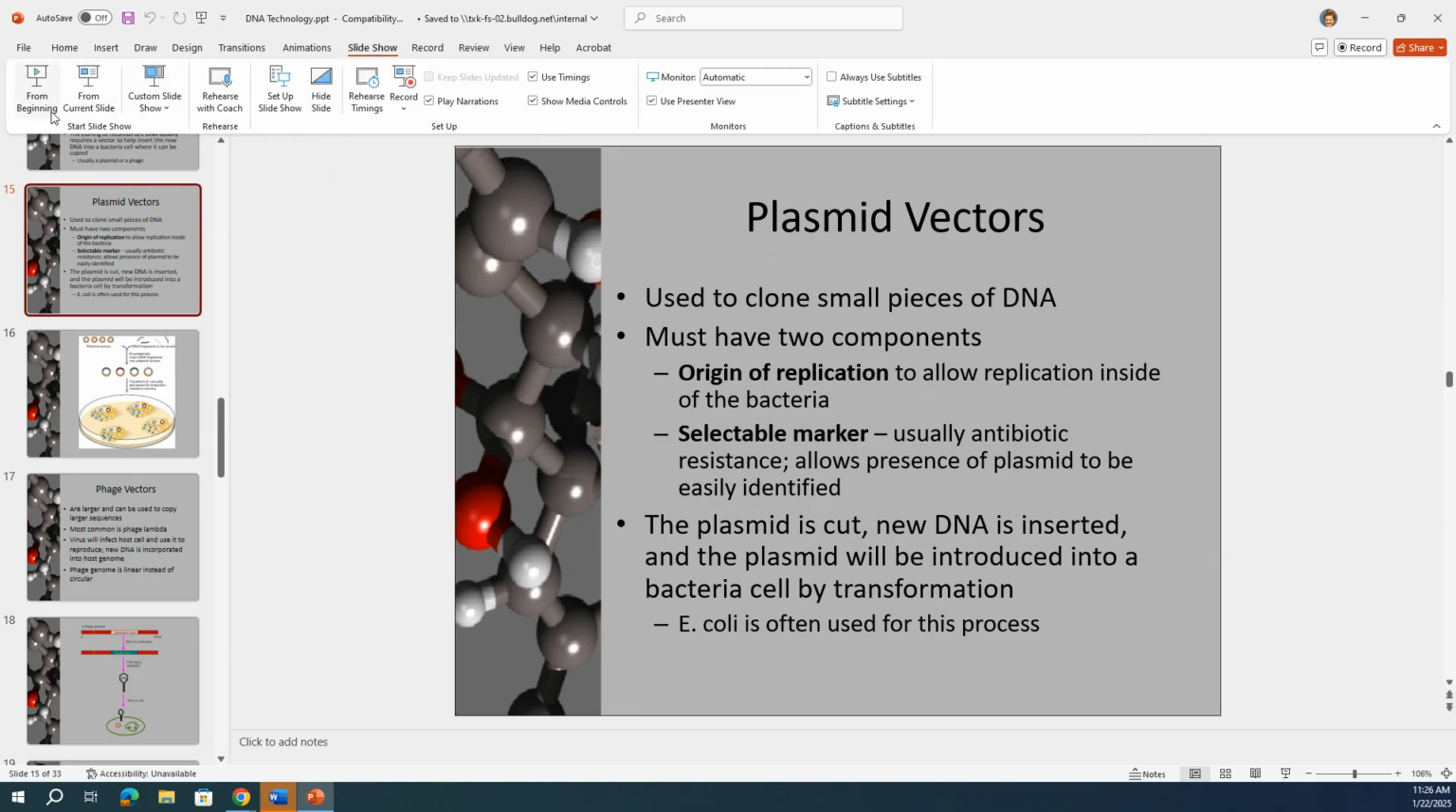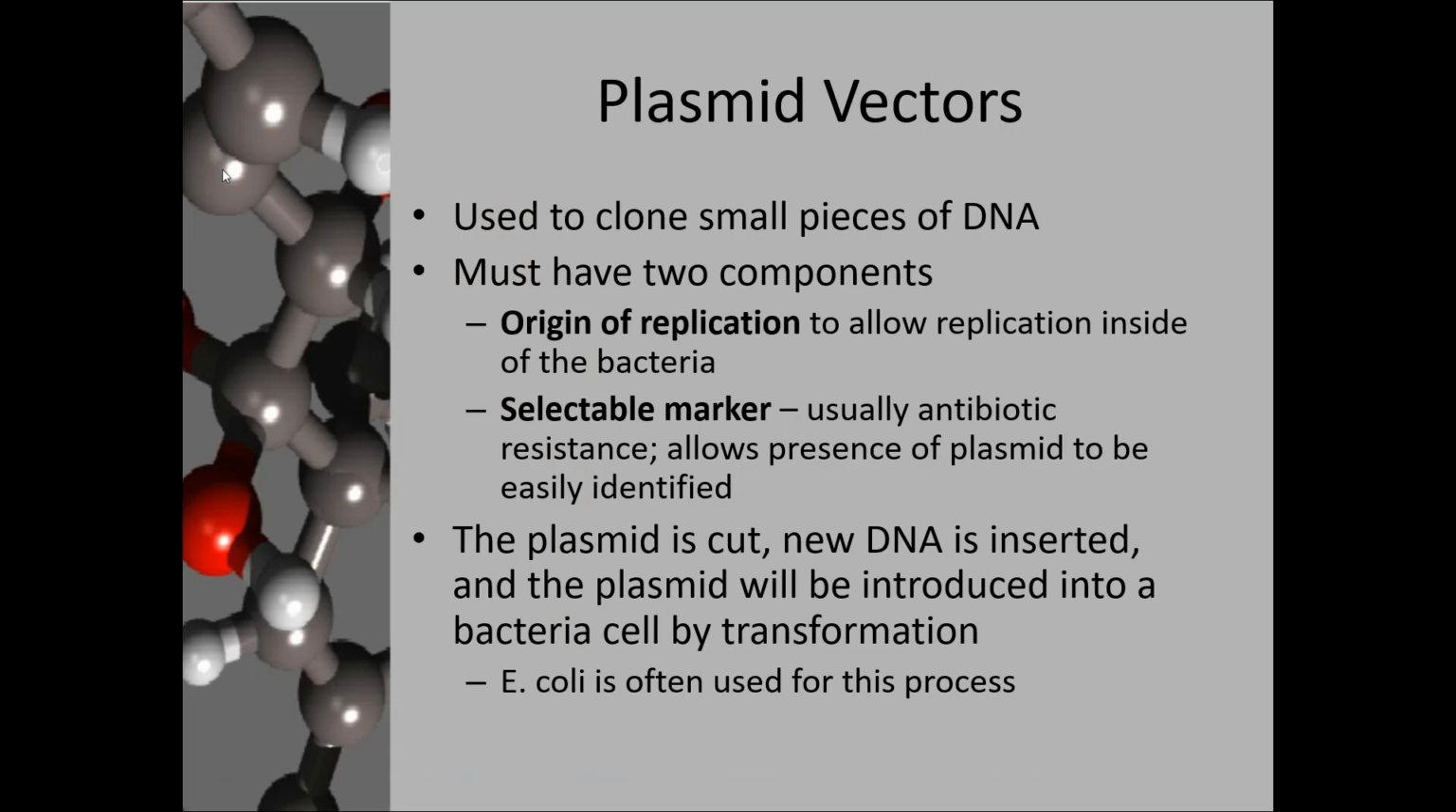So we left off talking about vectors, and so I just want to do a quick recap on those because this whole plasmid concept is really important to understand. Remember that a vector is just a vehicle. It's a means of transferring something from one place to another, and in this case, we are transferring genes. And so one of the most common vectors is a plasmid, those little small circular pieces of DNA.